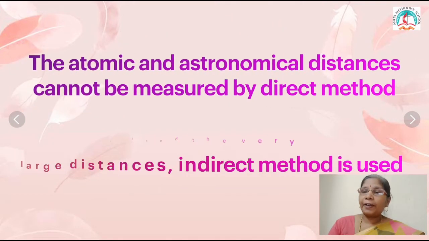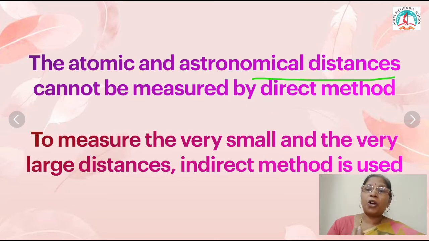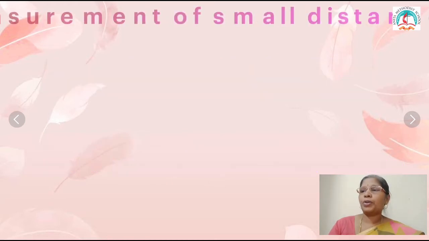So, the atomic and the astronomical distances cannot be measured by the direct method. One is a greater distance, and atomic is a smaller one. Astronomical distance is a greater one that you can't measure with the help of the direct method. So to measure very small or very large distances, which method are you using? The indirect method.